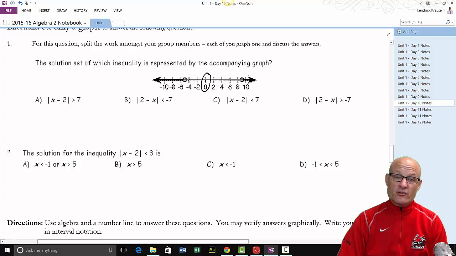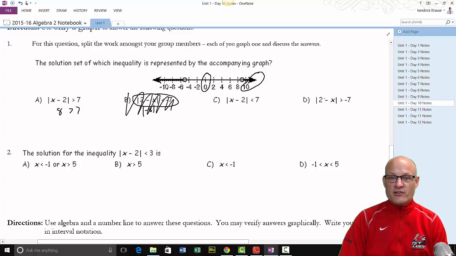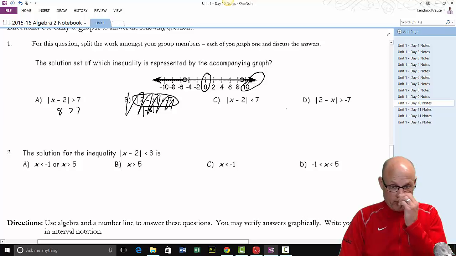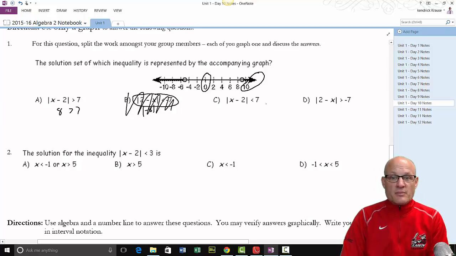If 0 doesn't work, well, actually, let's try 10. If we try 10 and it works, that might be the one or it might not. So 10 minus 2 is 8. 8 is greater than 7. That works. 2 minus 10 is -8. The absolute value of -8 is less than negative 7? An absolute value can never be negative, so it can't be less than negative 7. That one doesn't even make any sense. And this says greater than negative 7, but that's always going to be true.